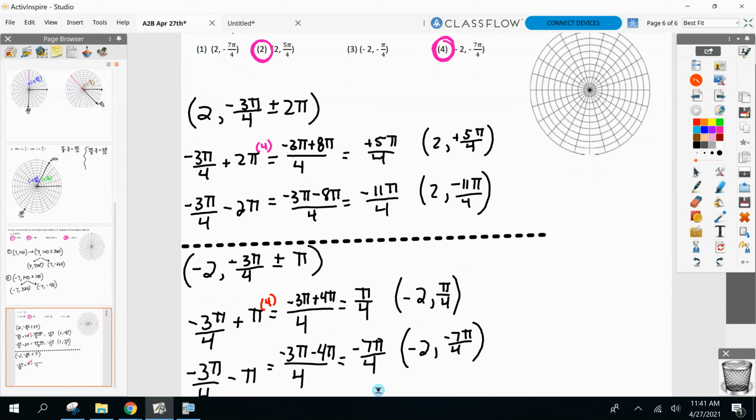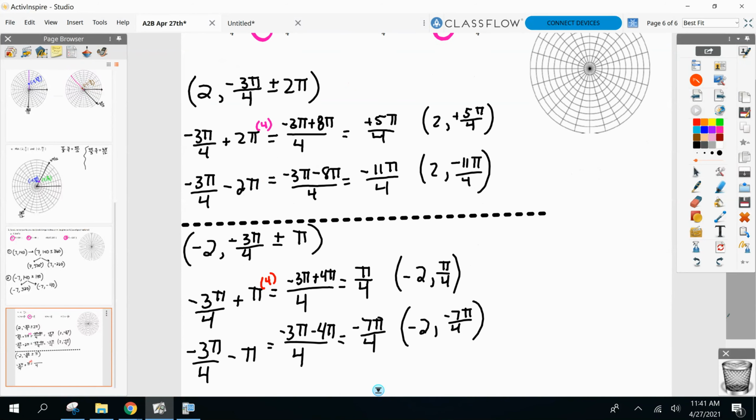All right, so again, bottom line, when you're keeping the R value the same, you add and subtract 360 or 2 pi. When you change the sign on the R value, you add and subtract 180 or pi. And that's it. Any questions, comments, concerns?